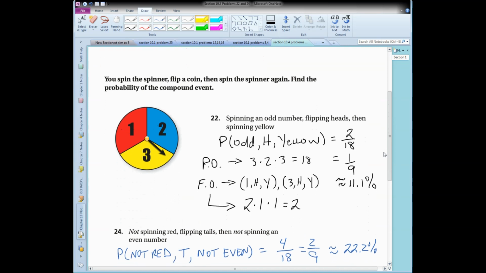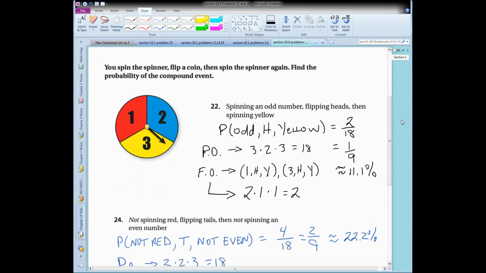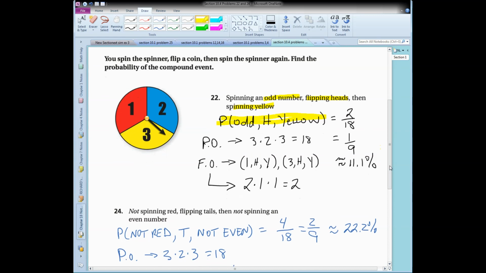So what are we doing here? We're spinning the spinner, we're flipping a coin, and we're spinning a spinner again. We want to find the probability of, for the first one, spinning an odd number, flipping heads, and then spinning yellow. So I wrote that probability out here: probability of getting an odd, heads, and yellow. And it is 2 over 18. And how did we get that?